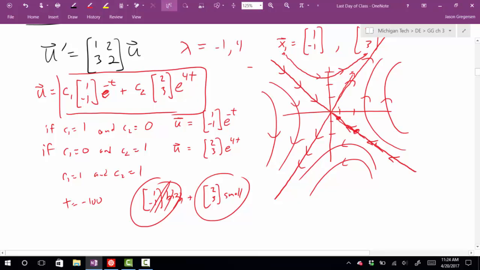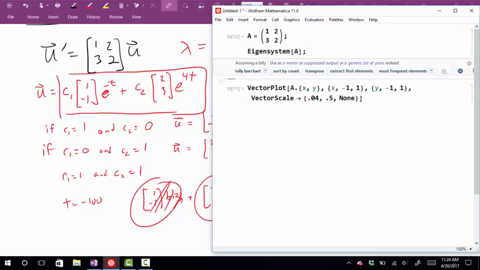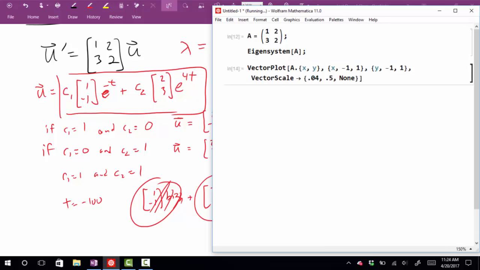All right, let's take a look at this for real. Here I have Mathematica open. I got 1, 2. Let's change this to 3 and 2. All I'm going to do is define that matrix, and now I'm going to look at the vector plot for that guy.